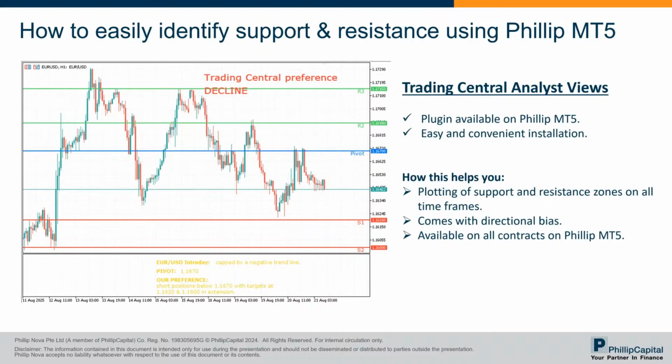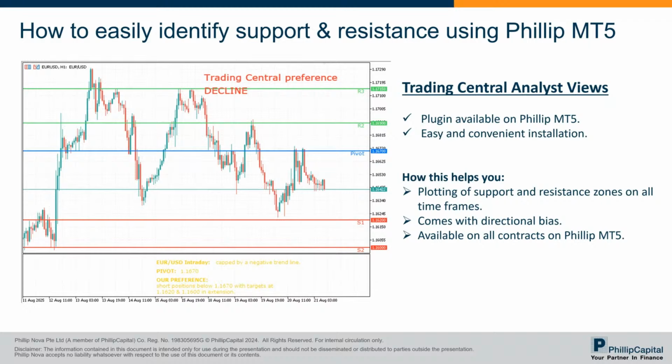So how do you do this? Okay, so on our Phillip MetaTrader 5, you can download this additional tool that is called the Trading Central Analyst View. The download process takes less than 2 minutes. After you've downloaded it, you are able to launch these tools on all of your charts. And upon launching it on all of your charts, as you can see from my screen here, it automatically plots for you all the support and resistance line.